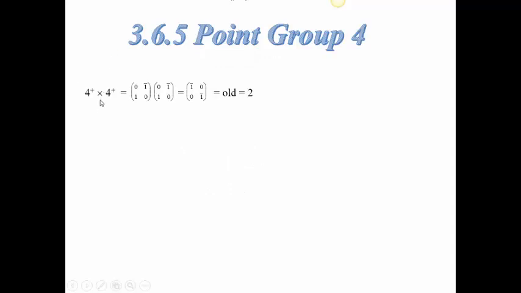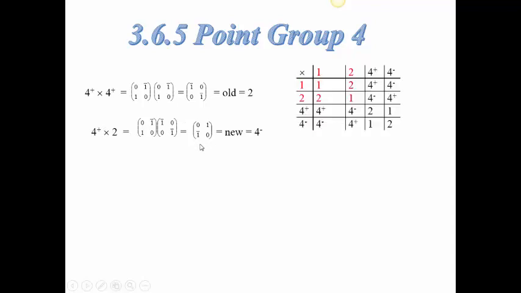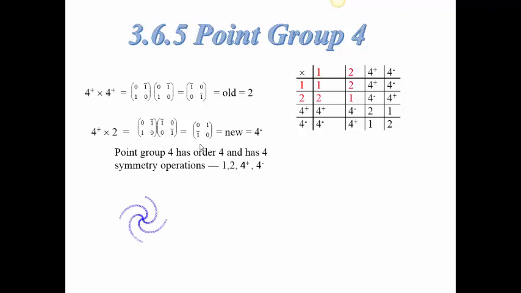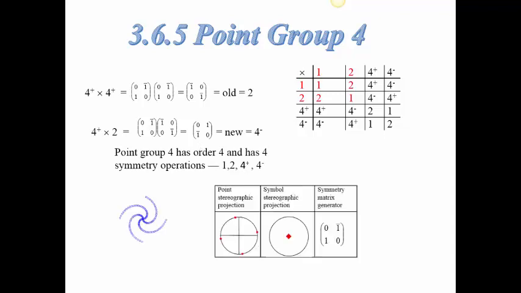The matrix for 4 plus is 0, minus 1, 1, 0. 4 plus times 4 plus gives us an old friend back, which is 2. And if we multiply 4 plus by that 2, we're going to get a new friend, which is 4 minus. So here's our multiplication table. We have 4 elements. What is the order? Yes, 4.